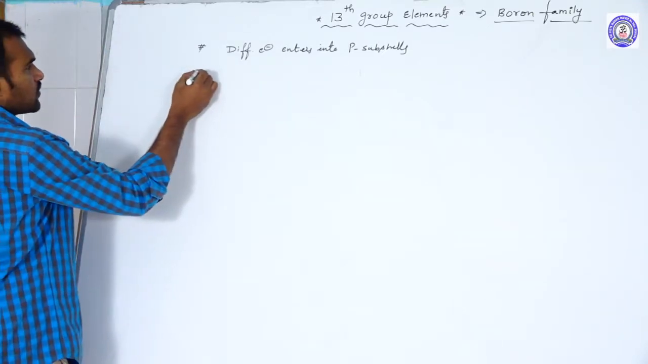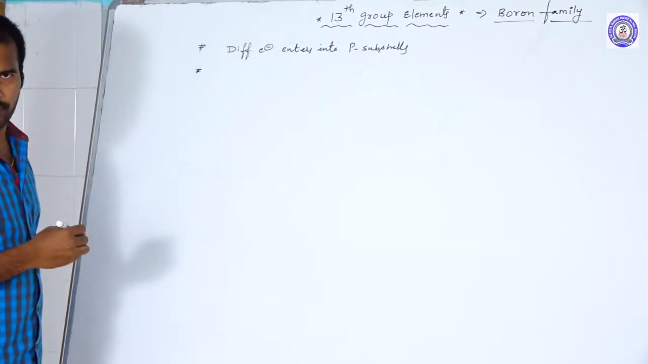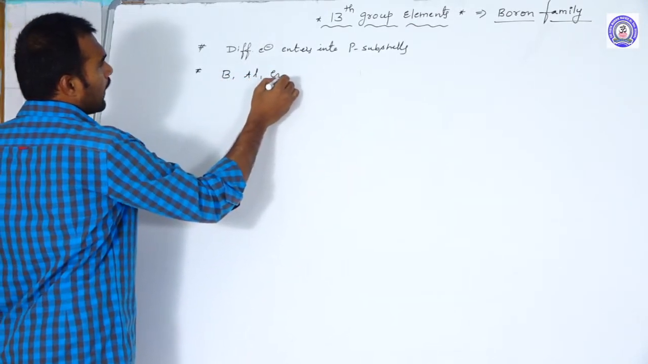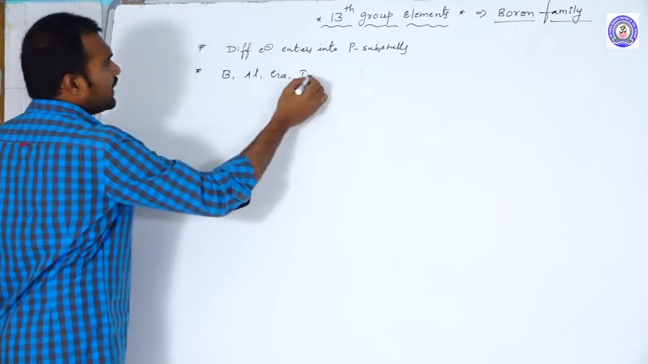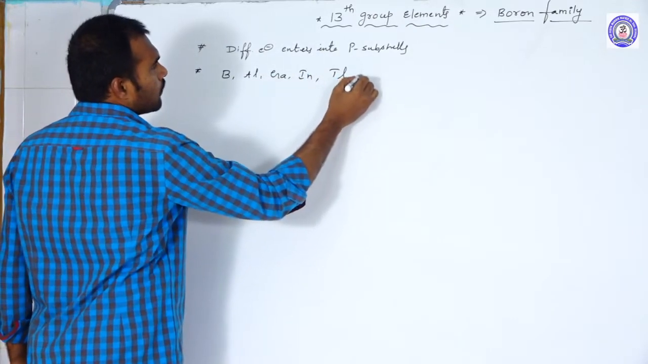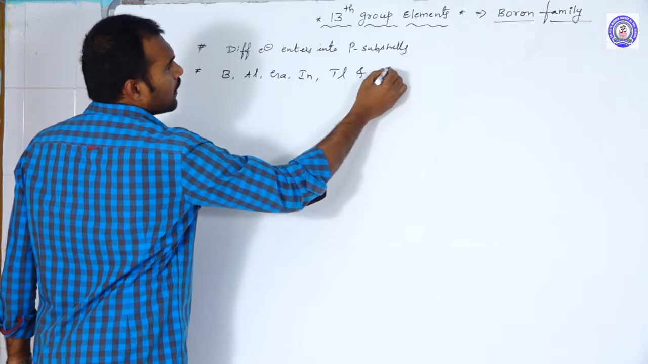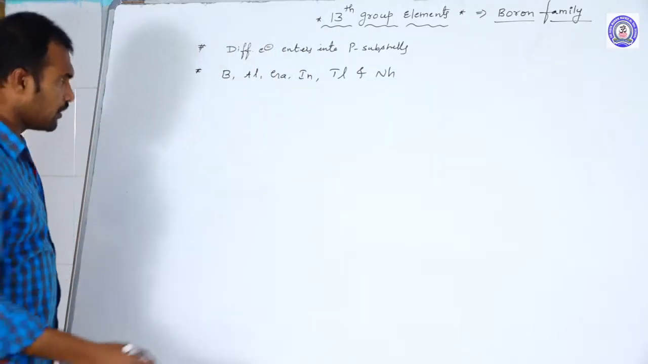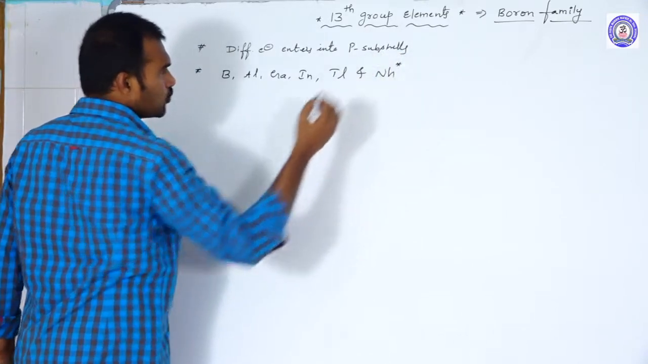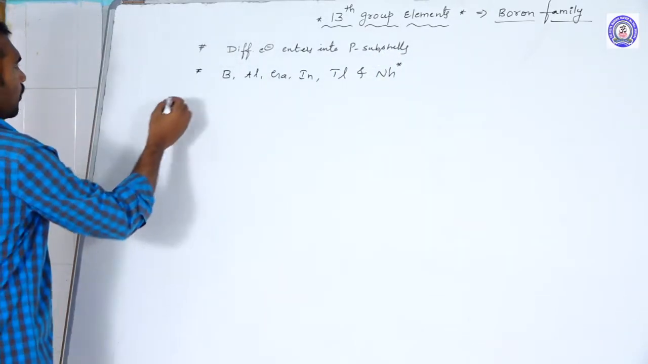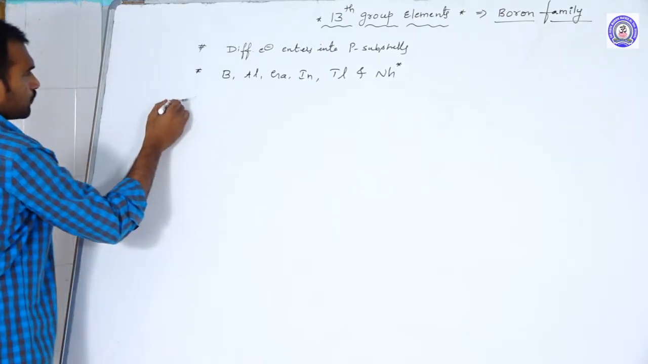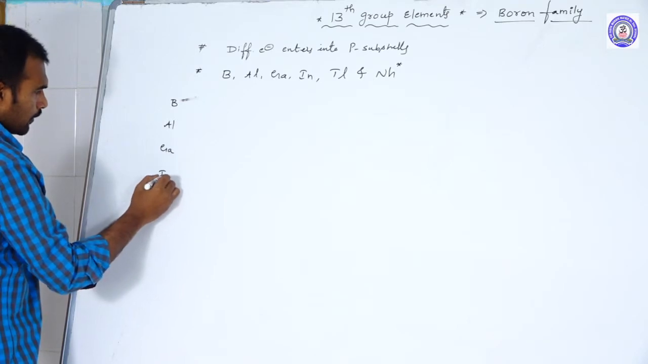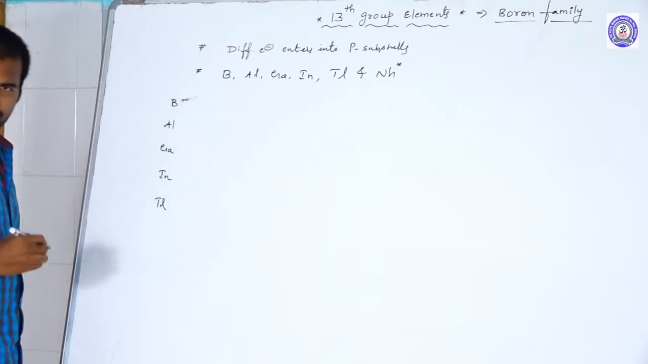Now what are the elements which are coming under the 13 group elements? Those are boron, aluminium, gallium, indium, thallium, and then recently they introduced a new element, that is nihonium. Nihonium is a radioactive element. Now if you take these elements, boron, aluminium, gallium, indium, thallium.